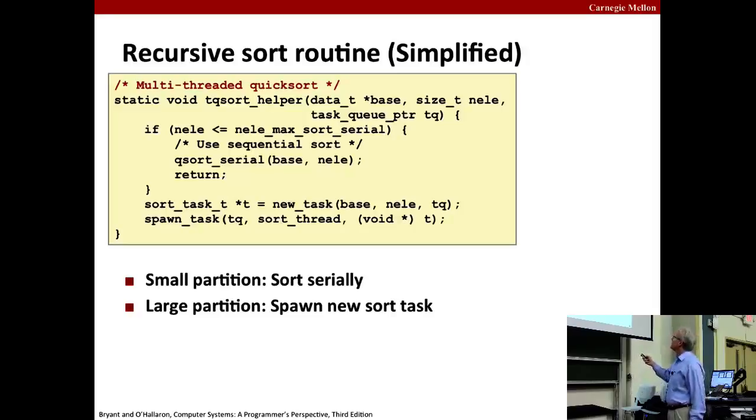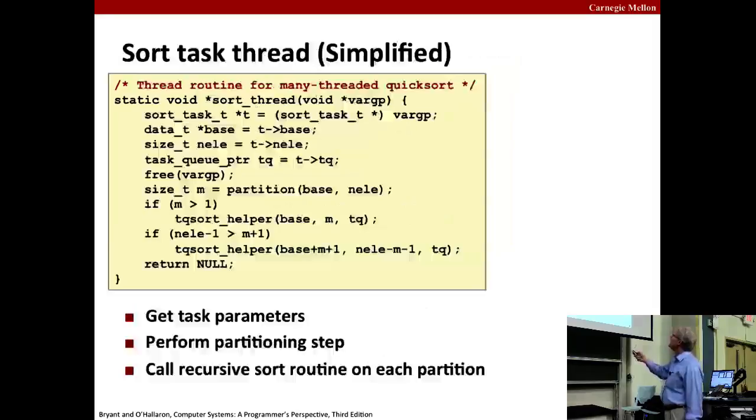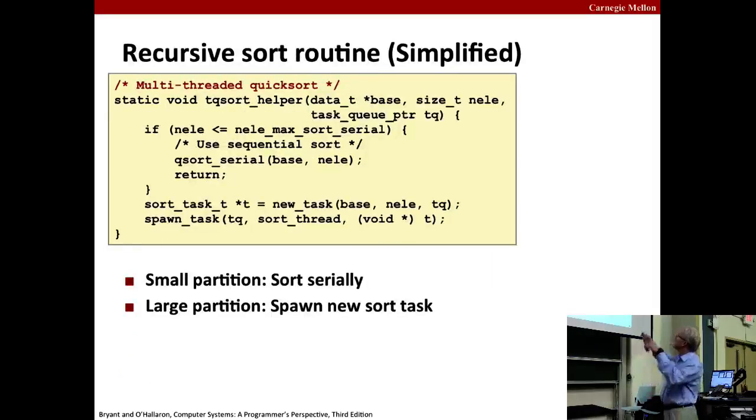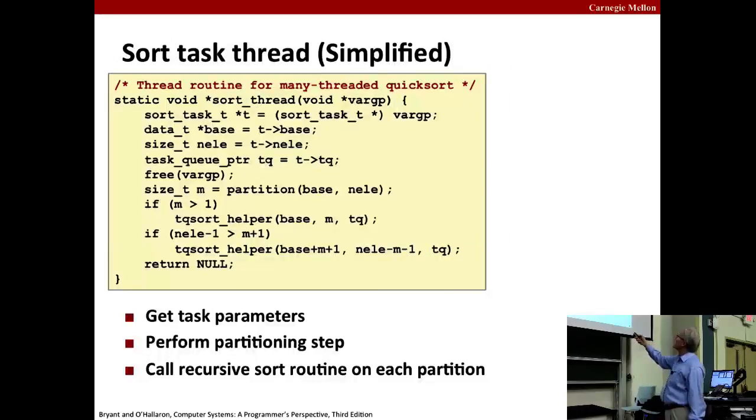Otherwise, I'm going to, oh, it's a little bit messier than this. OK. Now, otherwise, it's going to spawn a task to do the sorting. Let's see. I was a little mixed up. This is a high level. So the actual splitting occurs in this thing, where, so this is the actual thread routine. And what it's saying is run the partition here, and then call this TQ sort helper, which you just saw, on the left and the right parts of it.